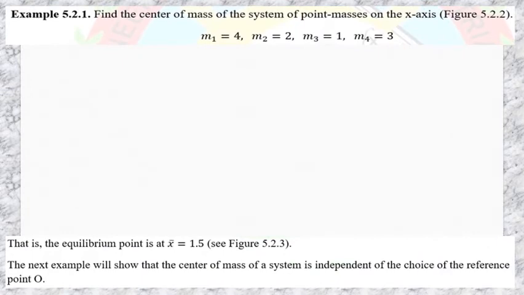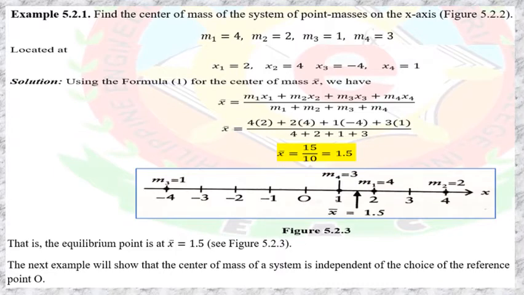For example, find the center of mass of the system of point masses on the x-axis. Ang given na masses natin is m sub 1 equals 4, m sub 2 is equal to 2, m sub 3 is equal to 1, and m sub 4 equals 3. So remember, yung masses natin dito is in terms of kilogram or gram. So, using formula 1, yung sa previous slide, for the center of mass x bar, ang x bar natin is magiging m sub 1, or the mass 1 times the distance 1, plus mass 2 times the distance 2, plus mass 3 times distance 3, plus mass 4 times the distance 4.